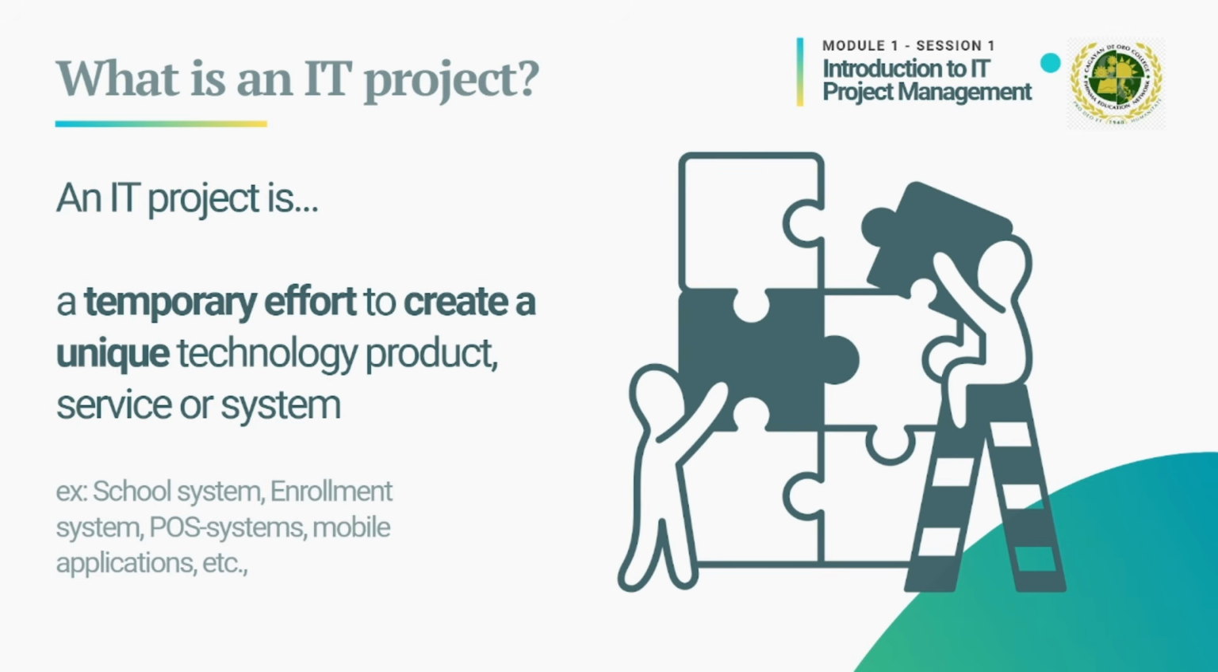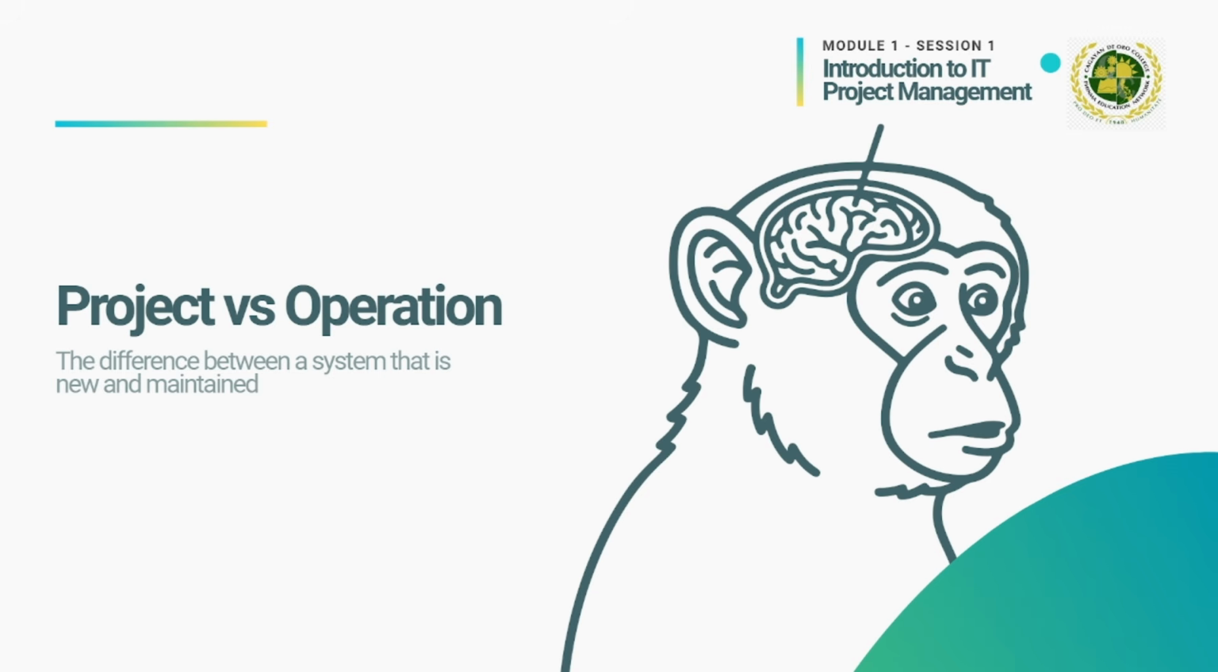However, if a project is temporary, it has a start and an end. When does a project become maintainable? Or when does a project get built continuously? And that is why we're moving on to the next topic, which is project and operation. The difference between a system that is new and maintained. So a project that becomes an operation.